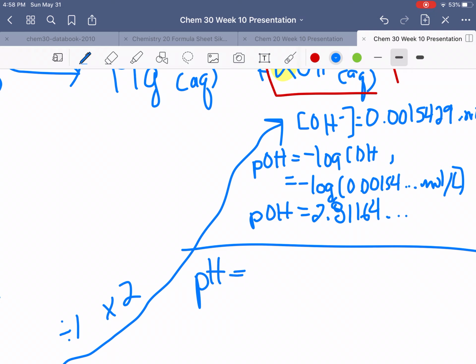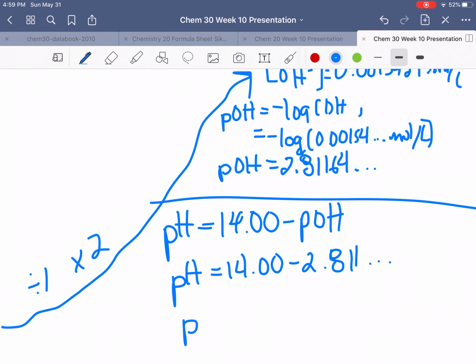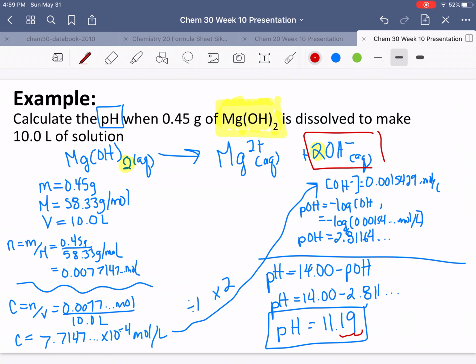It's really, really useful. So that means I can take 14 and subtract from it the pOH that we just got, in order to get the pH. Beautiful, like really, really nice and easy. Do that. pH is equal to 14.00 minus the 2.811... And we end up with a pH equal to 11.19. 2 sig digs, guys. Remember, only the 1 and 9 are significant. The 11 is not. And there you have it, the wonderful pH of this circumstance of magnesium hydroxide.